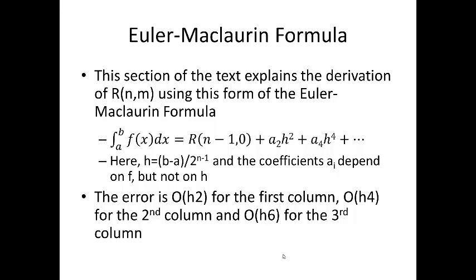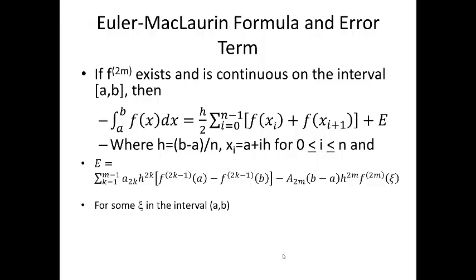So there's the theorem that governs this situation, and that theorem is the Euler-Maclaurin Formula and Error Term theorem. It says if the 2m-th derivative of f exists and is continuous on the interval [a, b], then the integral from a to b of f(x) dx is equal to the following, where h is (b minus a) over n, x_i is a plus ih for i running between 0 and n, and the error term down here is really nasty, for some xi in the interval [a, b].